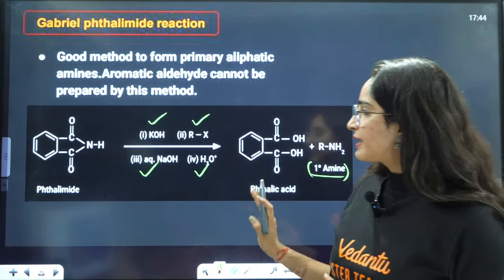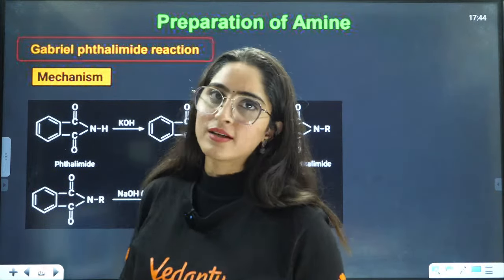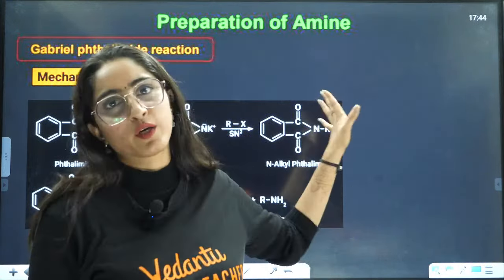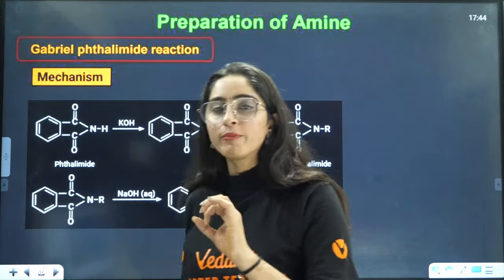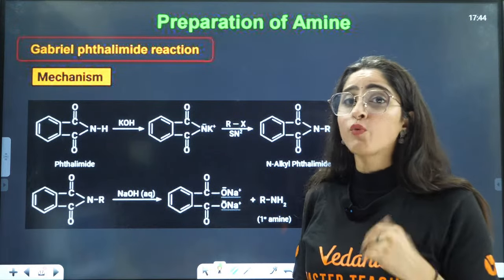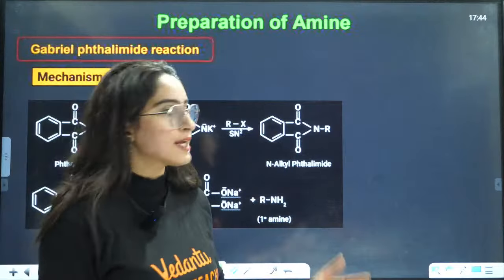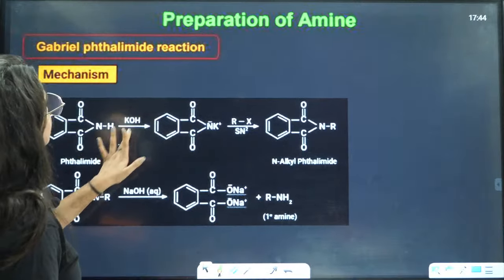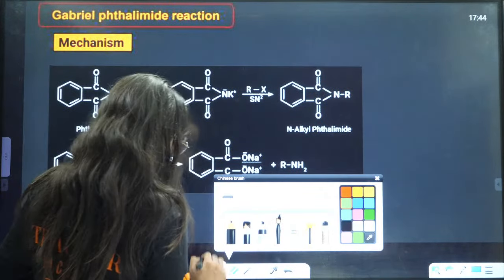Okay, so now let us see what is the mechanism. To understand and to give the answer to the question from this particular reaction, you need to know the mechanism here, right? If you don't know the mechanism, directly you know that it will give one primary amine, then you won't be able to answer the level of JEE that they ask, right? Okay, so let us see the mechanism here.